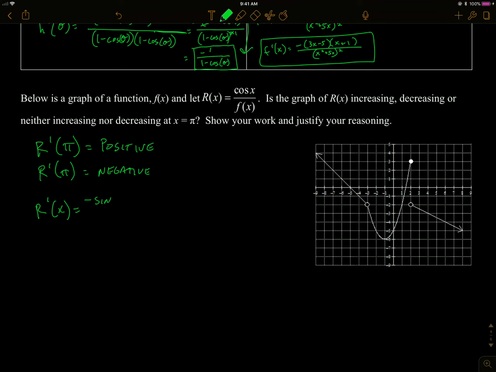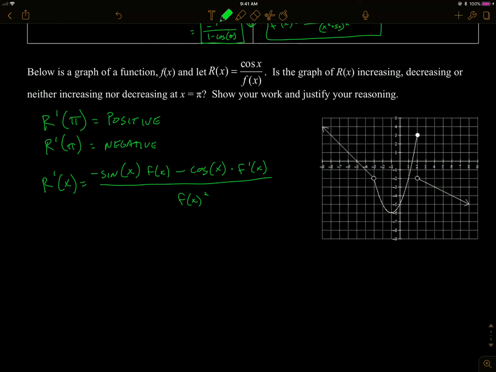Derivative of the numerator is negative sine of x times recopy the denominator, f of x, minus recopy the numerator times the derivative of the denominator, all over the denominator squared. Now, simplification, we're not really going to get into it because we're just going to plug in pi anyway. So sine of pi is 0, so this will be a negative 0, which is just 0, times f of x.